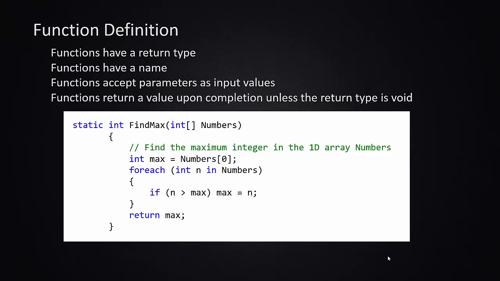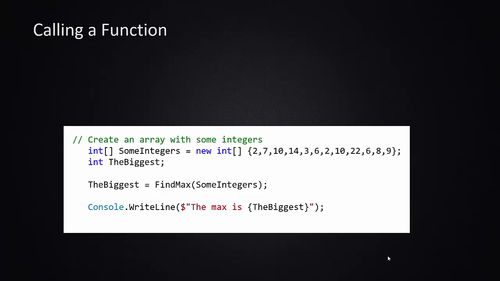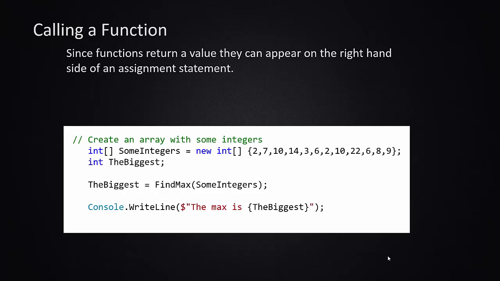So how do we use these things? After we've defined them, we have to call them. So here's an example of using the find max function that we just declared as the right-hand side of an assignment statement. Since the functions return values, they can appear anywhere that a variable or some other thing that has a value can be used.